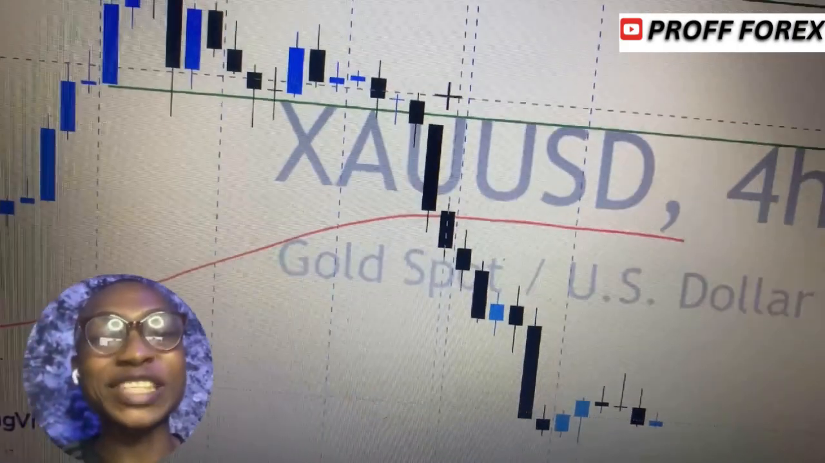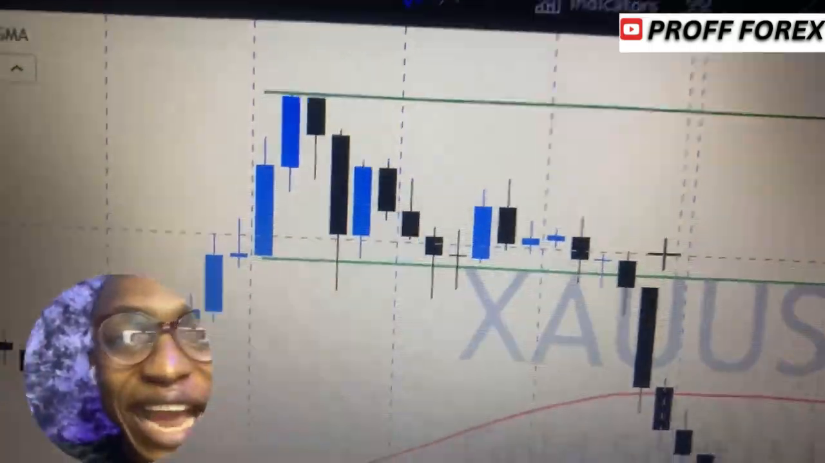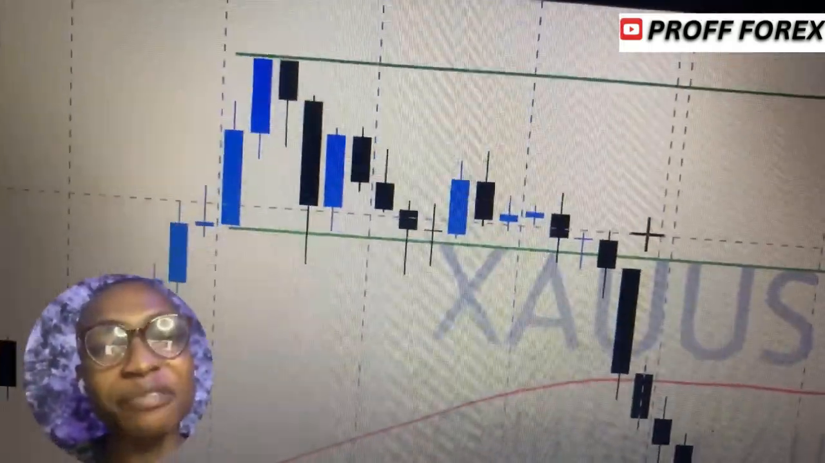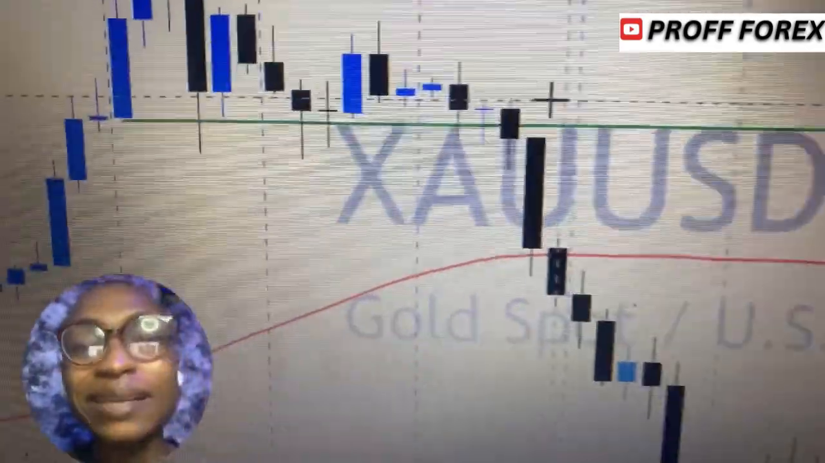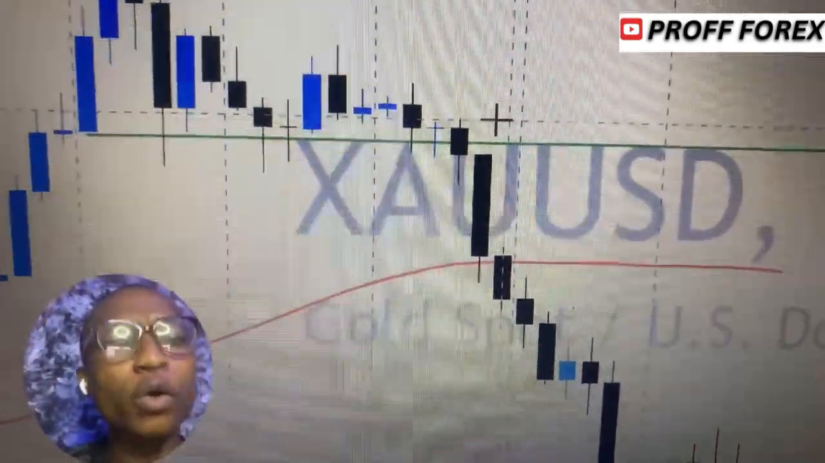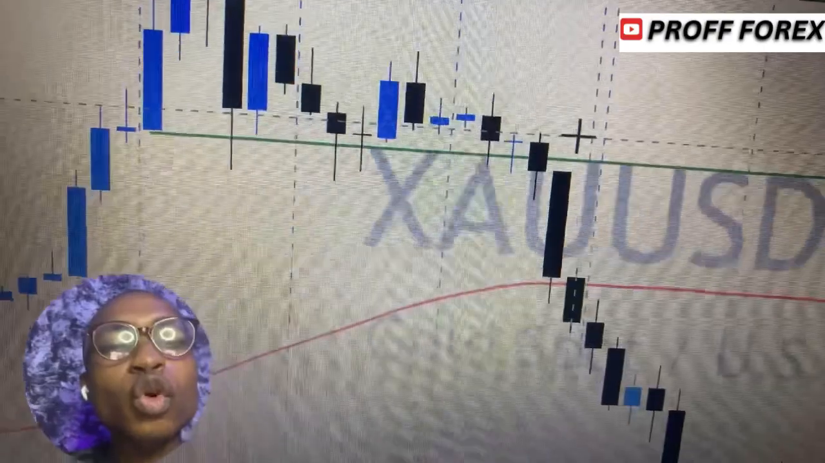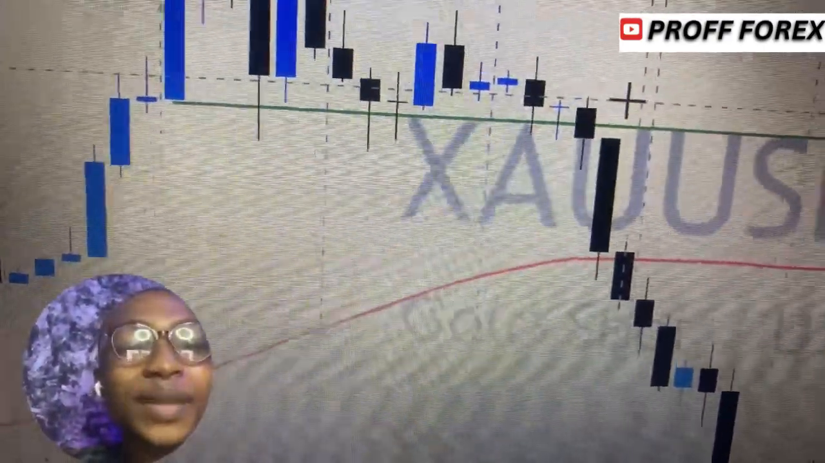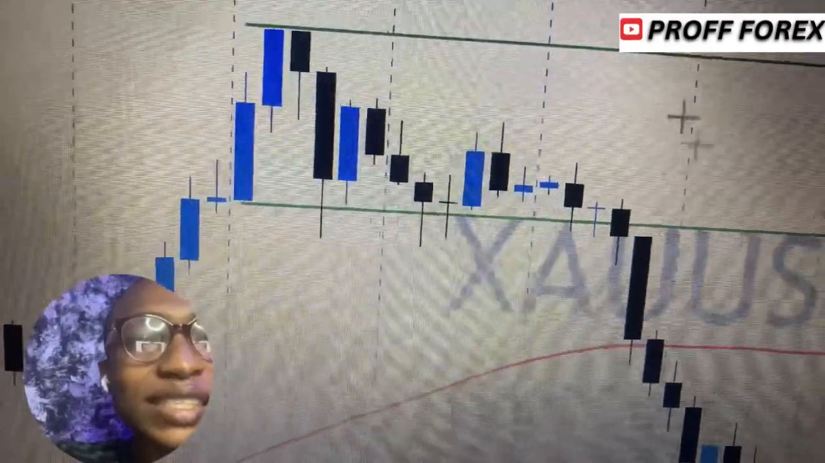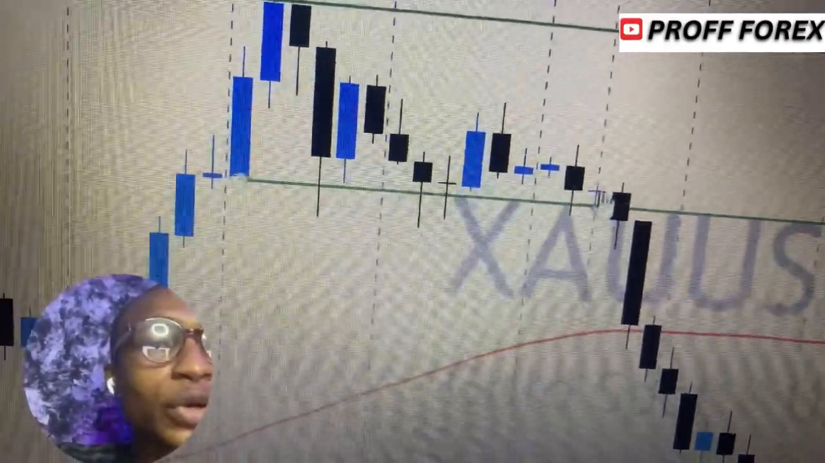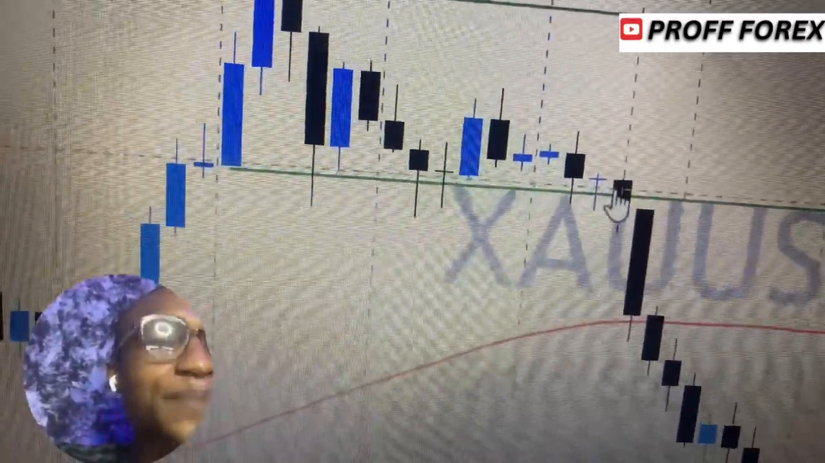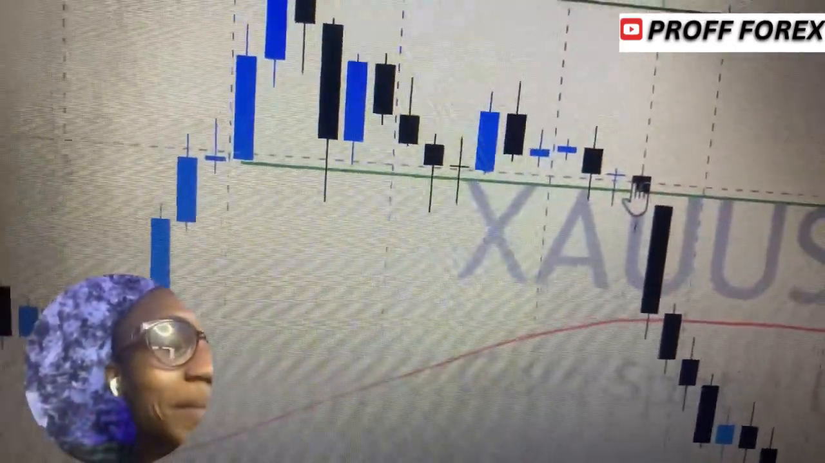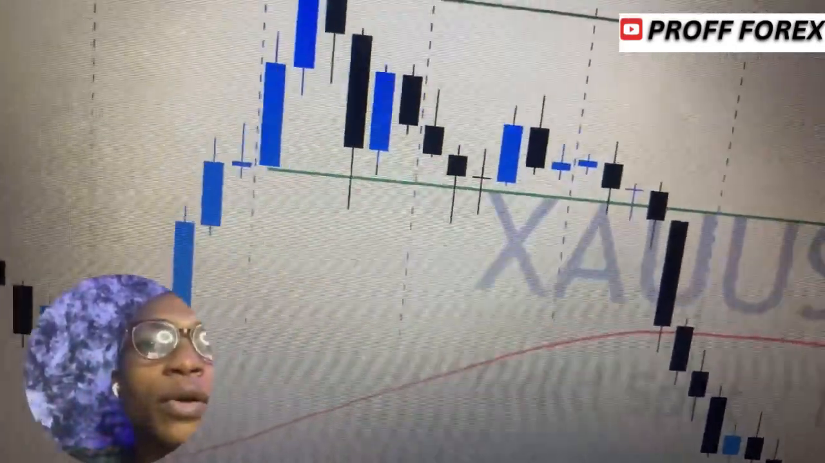So my guys, as I was saying, when it breaks above this high of the week, that means it's going to be a buy for that week. When it goes below this low of the week, that means it's going to be more of a sell for that week. So this was on Monday, the 20th of 2024. Then you can see it breaks below the low of the week. That means we are going to be expecting more sells.